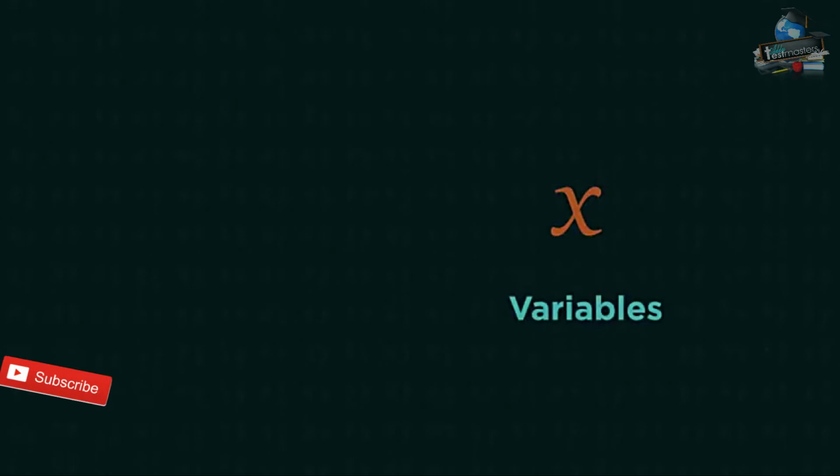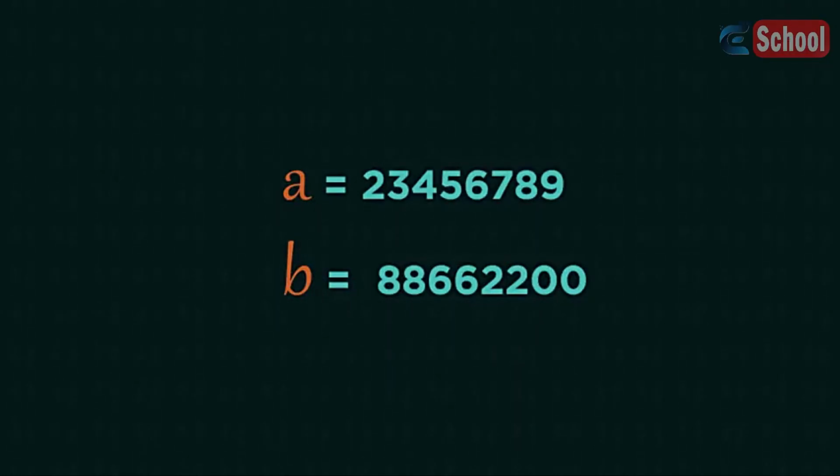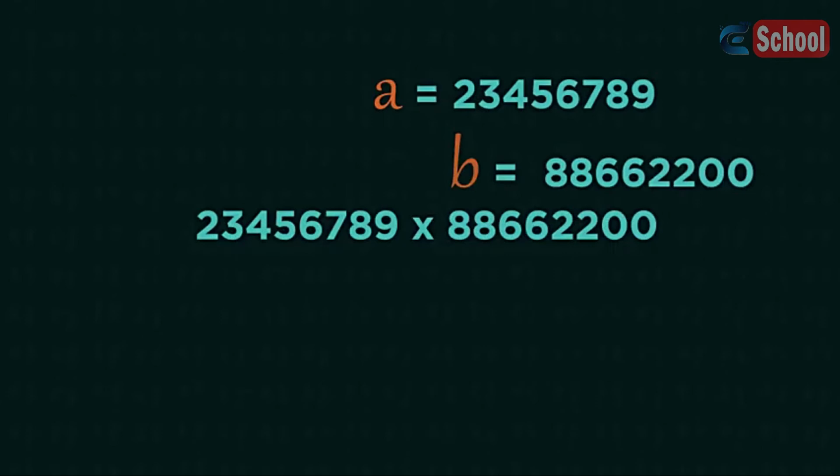Using symbols instead of numbers is great because they may sometimes represent long numbers, and so it saves us having to write them out every time. Like pi, which is 3.14159 and so on, which makes calculating much easier. Instead of writing out the whole numbers every time, we can just say A multiplied by B instead. Much easier.